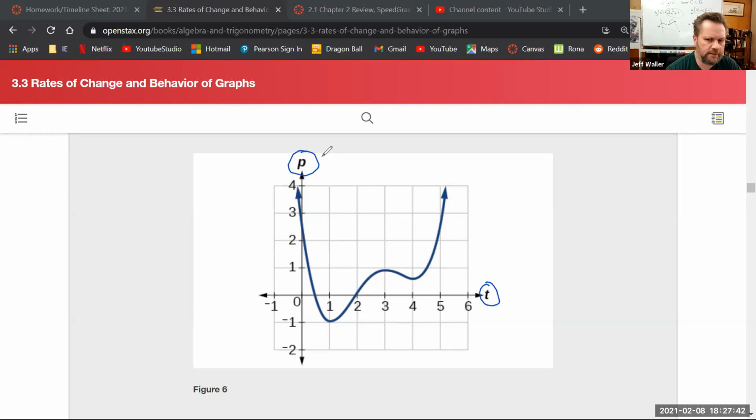What do you guys think? When is this decreasing? Sorry? -infinity to -1. I like it. So one interval, so decreasing would be from -infinity to 1. Why does that make sense? Because what's happening right at 1? What's the function doing right at 1? What would you call this?